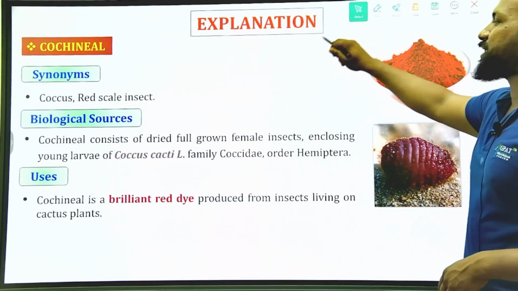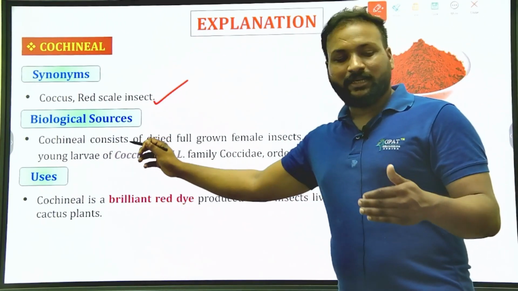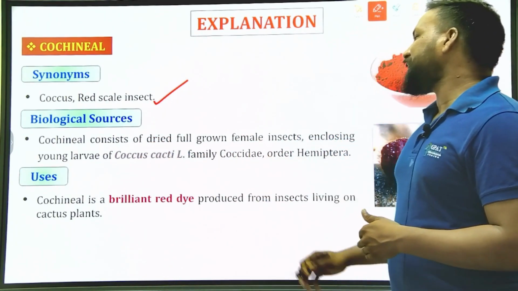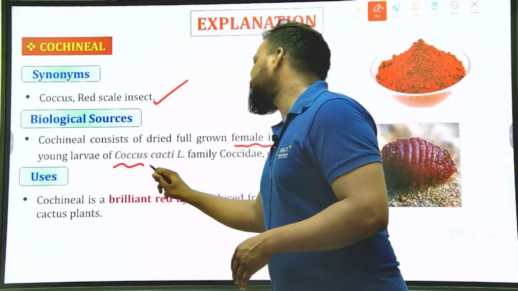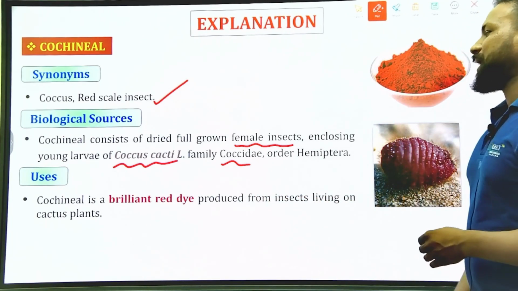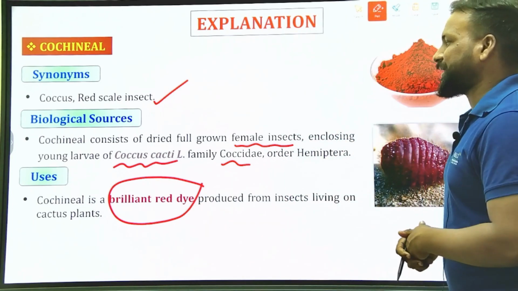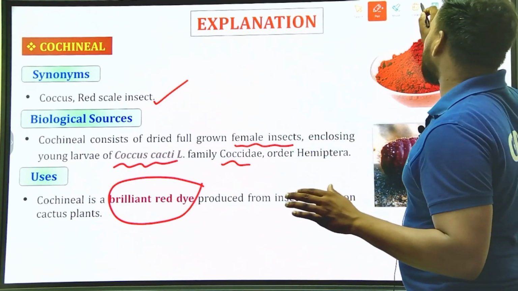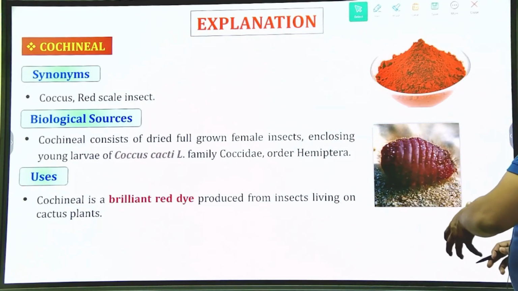This is known as coccus or red scale insect, the synonym of cochineal. Cochineal consists of dried, fully grown female insects enclosing the young larvae of Coccus cacti, from the family Coccidae, order Hemiptera. And yes, this is a brilliant red dye. Clear? So it is a female insect, and it is an insect from which we prepare the red dye.